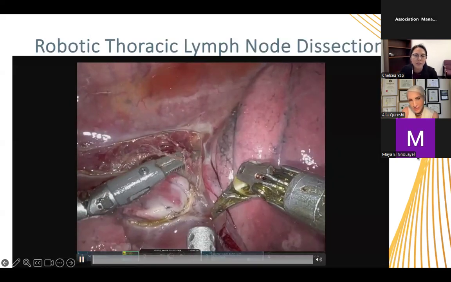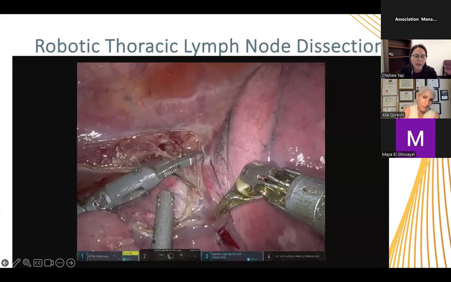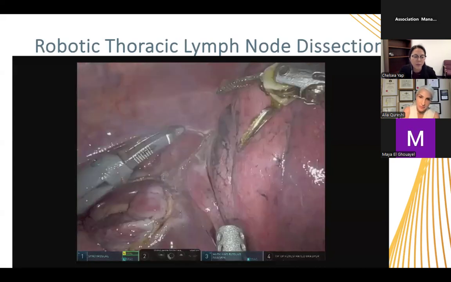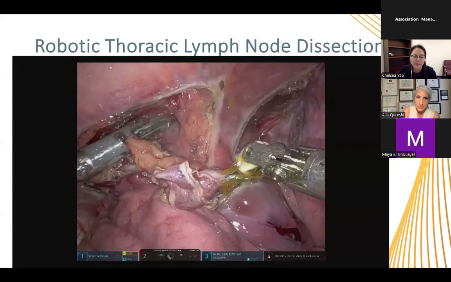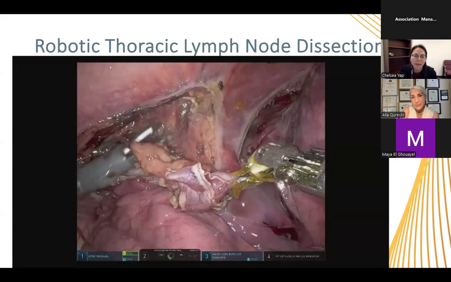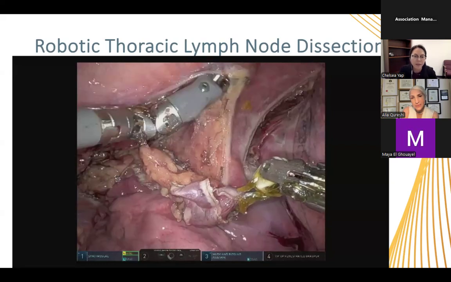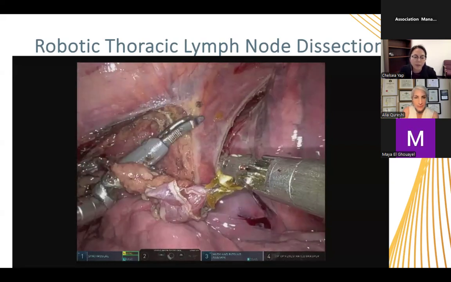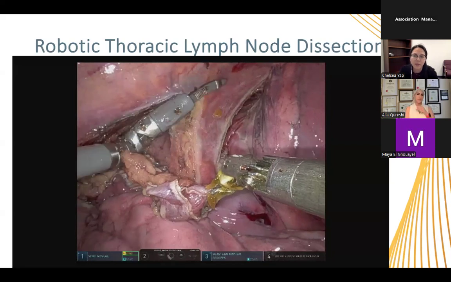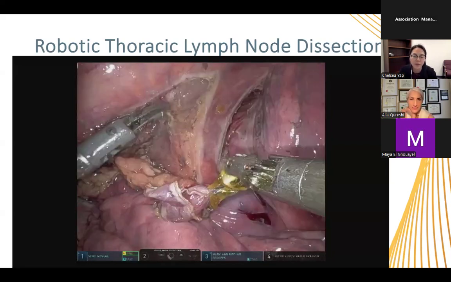So here is a video of us starting out the robotic thoracic dissection here. You can see we've divided the inferior pulmonary ligament and incised all the way up to the level of the inferior pulmonary vein. And this helps reflect the right lung anteriorly. You can see the mediastinal pleura is incised, and ultimately the esophagus is circumferentially mobilized with the surrounding lymph nodes.